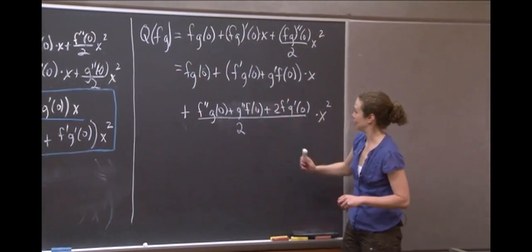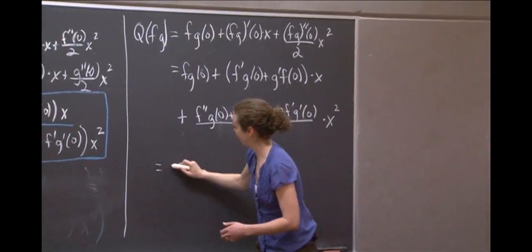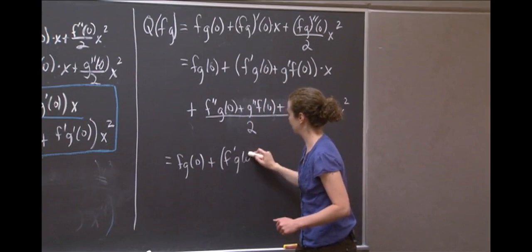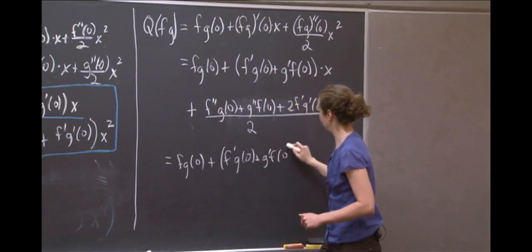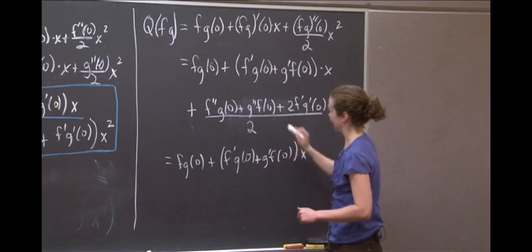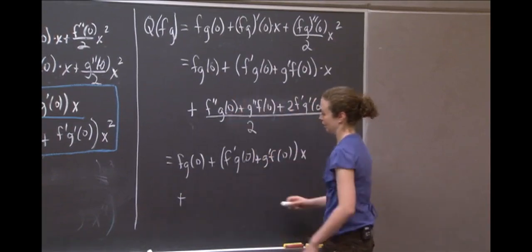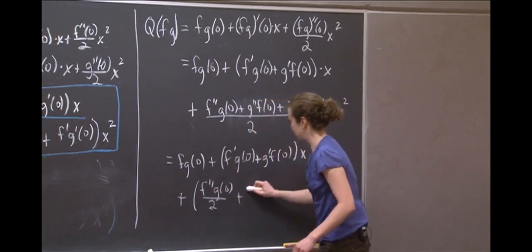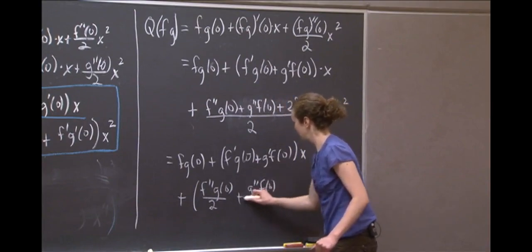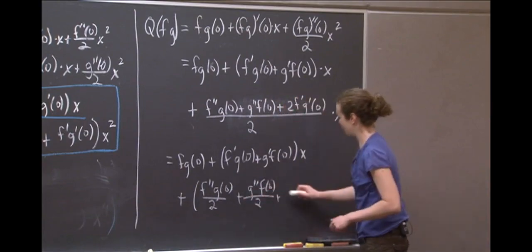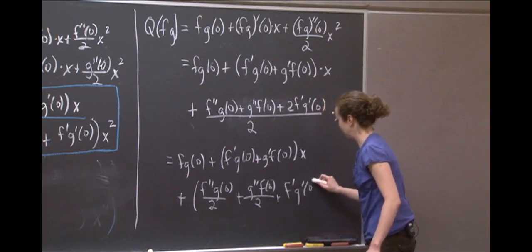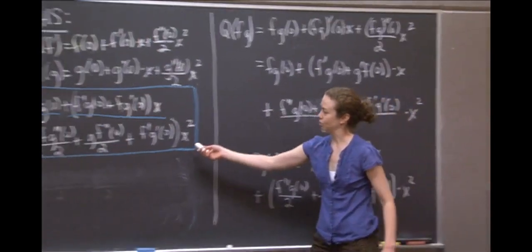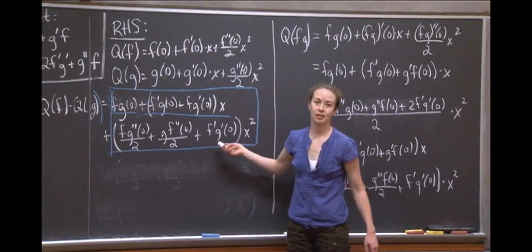So what do we see? Well, we see that we get fg at 0. We get the second term we want, f prime g at 0 plus g prime f at 0 times x. And then the third term is, in fact, exactly what we want because we get f double prime g at 0 over 2 plus g double prime f at 0 over 2 plus the 2's divide out, and I get f prime g prime at 0 times x squared. And if we look at this last term and we look at the x squared term in the box, we see, in fact, they are exactly the same.